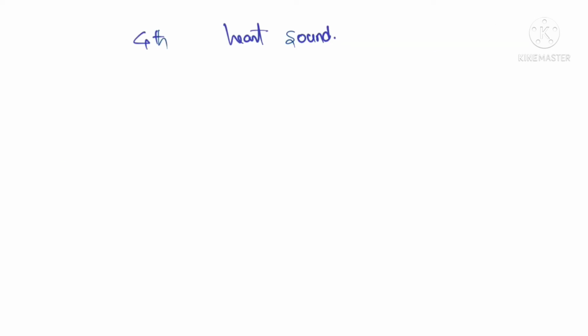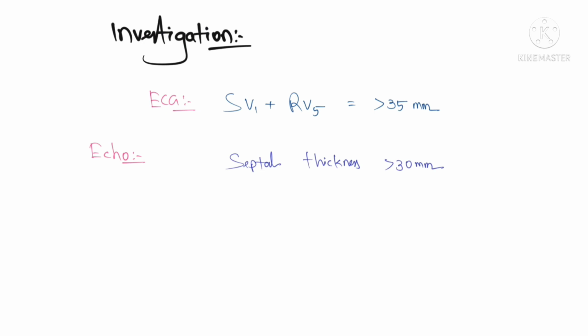The fifth finding will be the fourth heart sound. Normally, we don't hear this fourth heart sound, but in HOCM, because there is increased left ventricular thickness, the force generated at the time of systole will be more. So it will create a fourth heart sound.